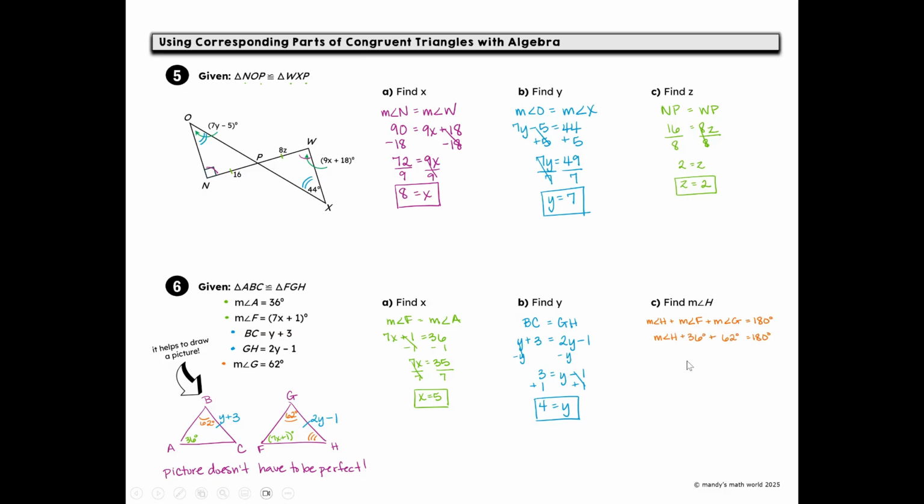And then I fill in what I know. Angle F is 36 degrees. Angle G is 62 degrees. I'm looking to find the measure of angle H. 36 plus 62 is 98. Subtract 98 from both sides, and I get the measure of angle H equals 82 degrees.